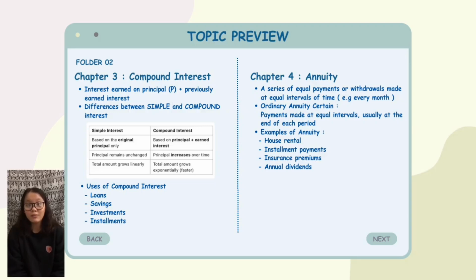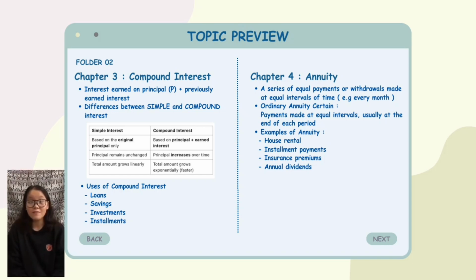This part contains two chapters: chapter 3, compound interest, and chapter 4, annuity. I'm going to start off with chapter 3. For chapter 3, compound interest is known as interest earned on principal plus previously earned interest. Based on the slide given, there is a table provided by my members about the differences between simple interest and compound interest.